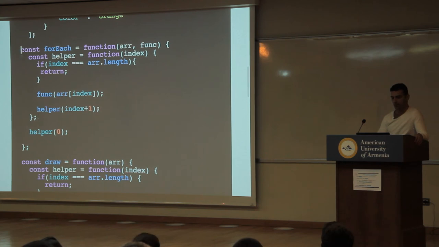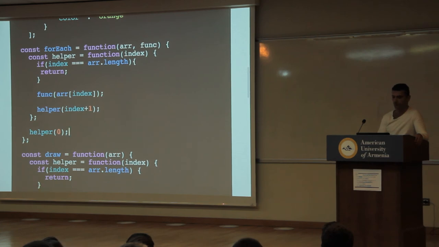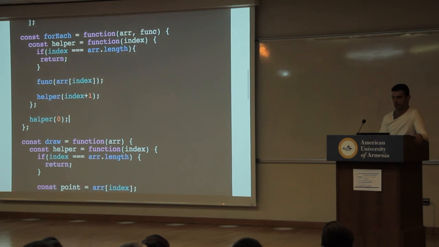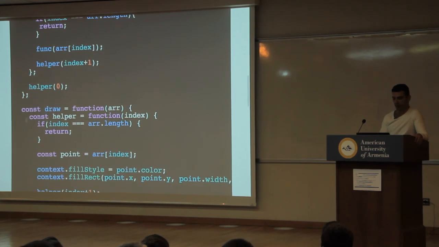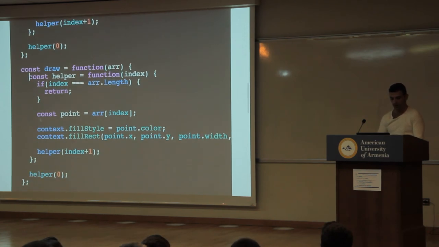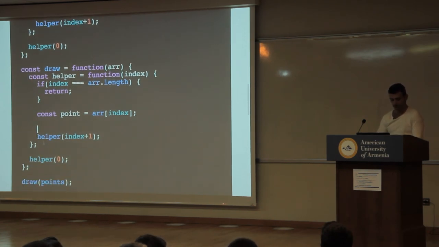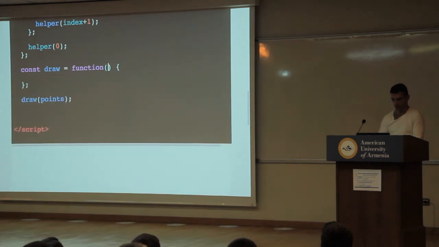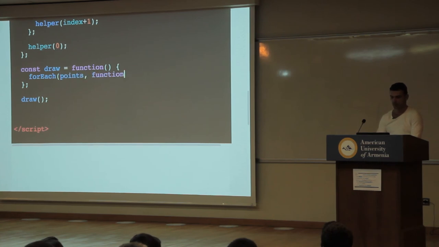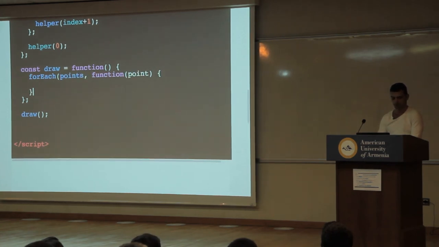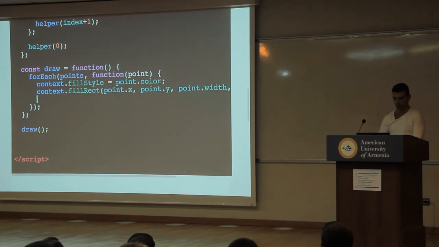Have a look at this function carefully, because once you have this function, you never have to write recursion for an array again. Why? Because instead of doing all of this complicated stuff, all I have to do is take this code here, remove all this, and let's just have draw be a function like that. Call forEach, pass in points and the function we want to execute for each point. And what do we want to do for each point? Well, we want to do this.